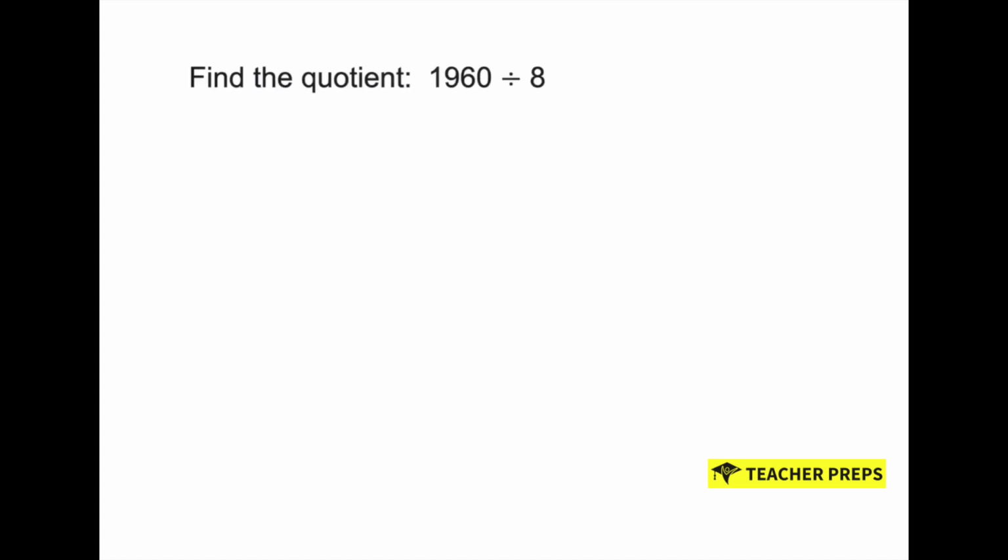Let's go through a question together. This question says, find the quotient. That means we're going to find the answer to the division problem. 1,960 is our dividend. It's going to go underneath a vinculum. Many teachers call this the house. 8 is our divisor. It goes on the outside.